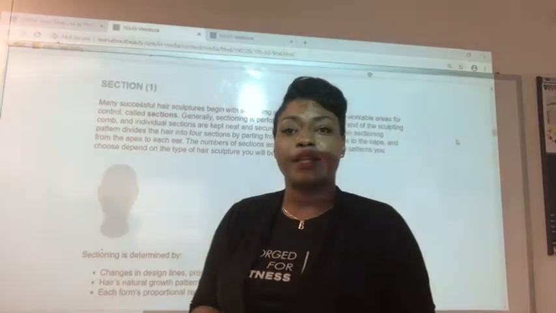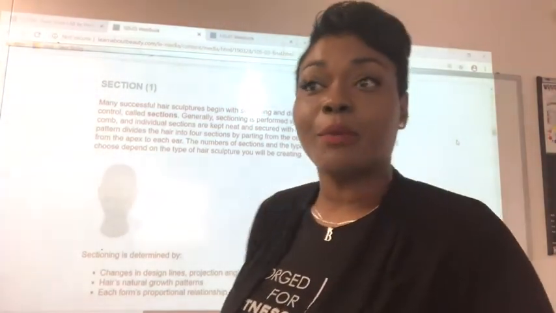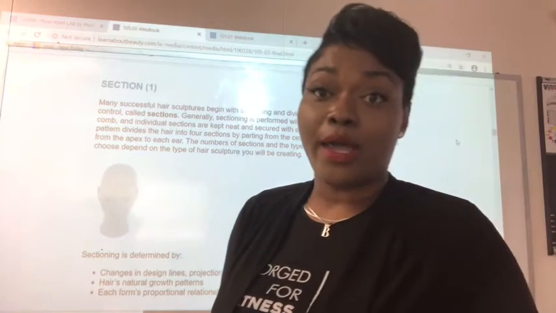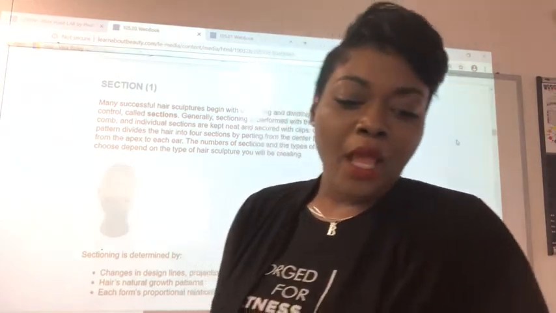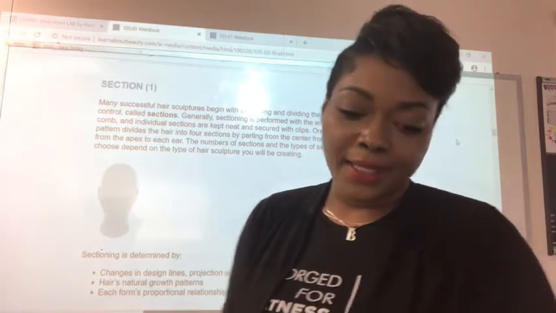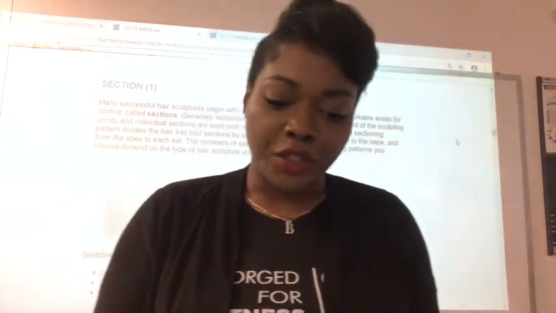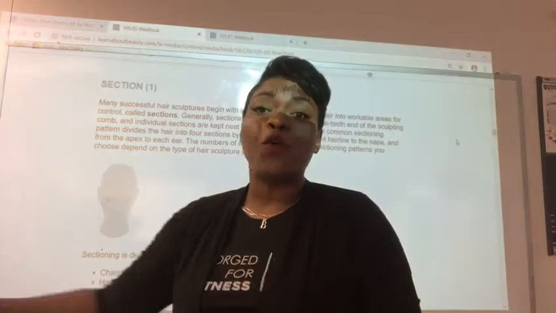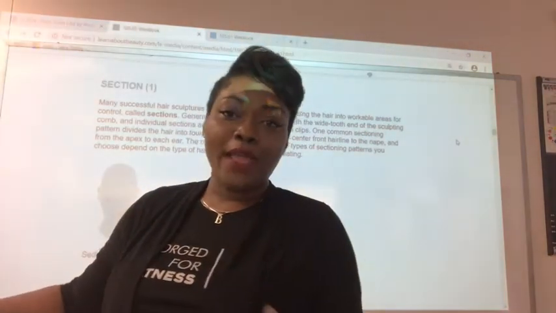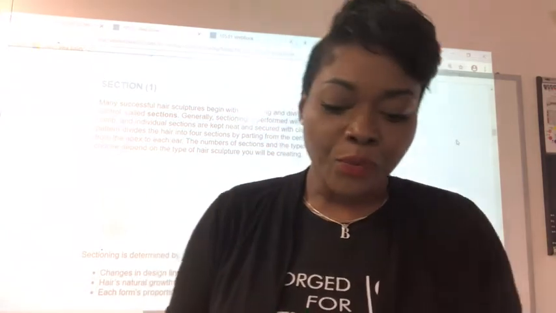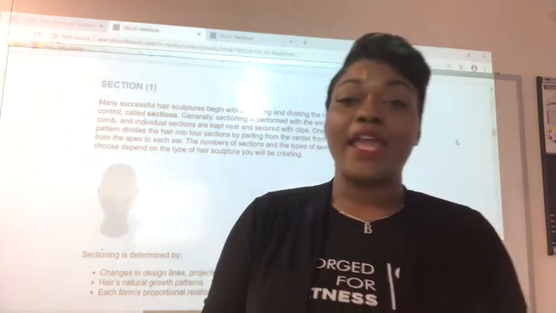Let's speak on section, which is the first of the 7 sculpting procedures. Sectioning helps you subdivide the hair into workable areas for control. The number of subsections and sectioning patterns you choose depends on the structure that you will be creating, okay? The most common is 4 sections, like Debbie here, okay? The way you determine these sections depend on the design line, your projection angles, and your distribution.